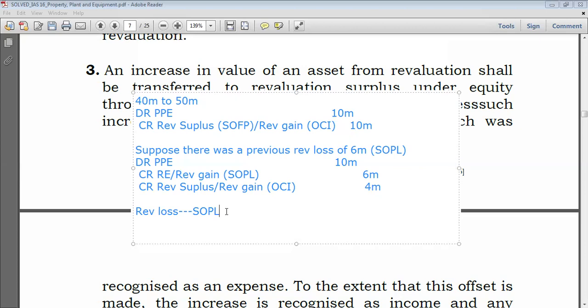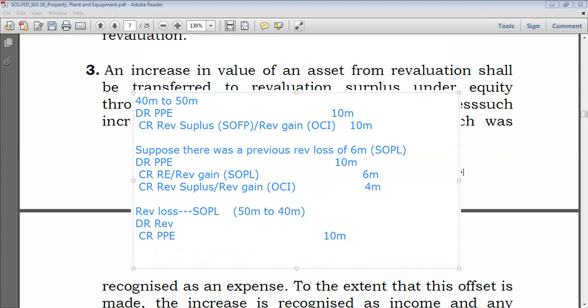Let's presume, for example, we have an asset at 50 million. The asset has fallen from 50 million to 40 million. So if it has fallen, and let's just presume there is no previous revaluation gain, what would you have done? The asset has fallen, so I would credit my PPE from 50 to 40, which is by 10 million. And then I would have to debit the remaining amount. What would I debit now? I would have to debit the revaluation loss.